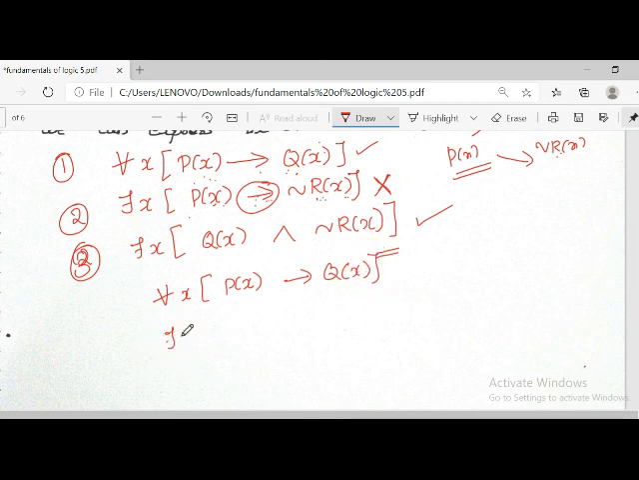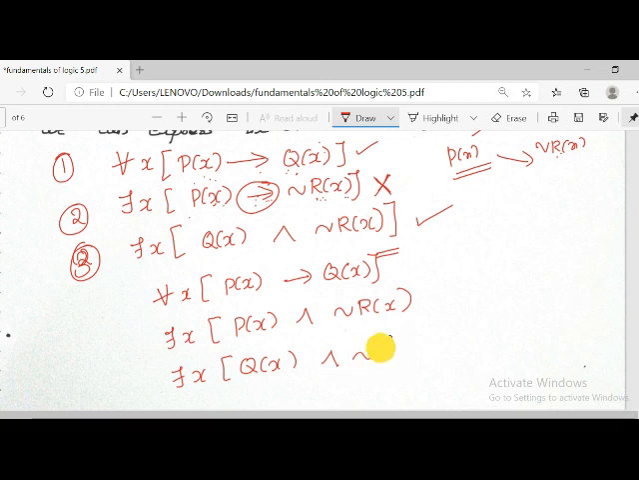Next one, there exists x, P of x, conjunction, negation R of x. Next one is there exists x, Q of x, conjunction, negation R of x. Remember that the second statement is not possible, because P of x implies negation R of x is true whenever x is not a lion. So there exists x, P of x implies negation R of x is true as long as there is at least one creature that is not a lion, even if every lion drinks coffee.